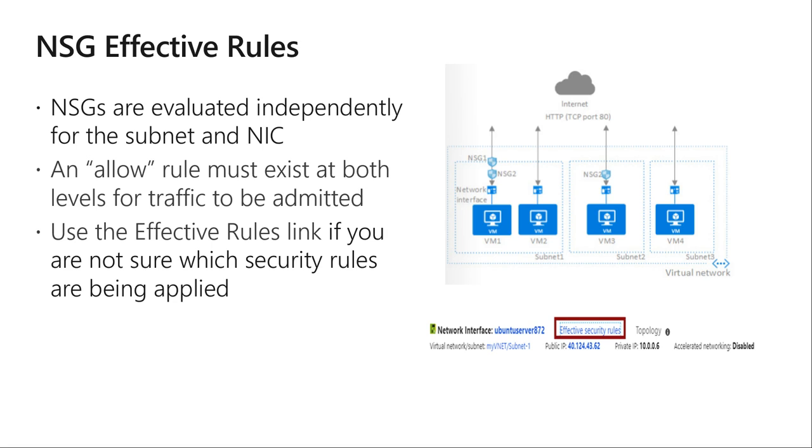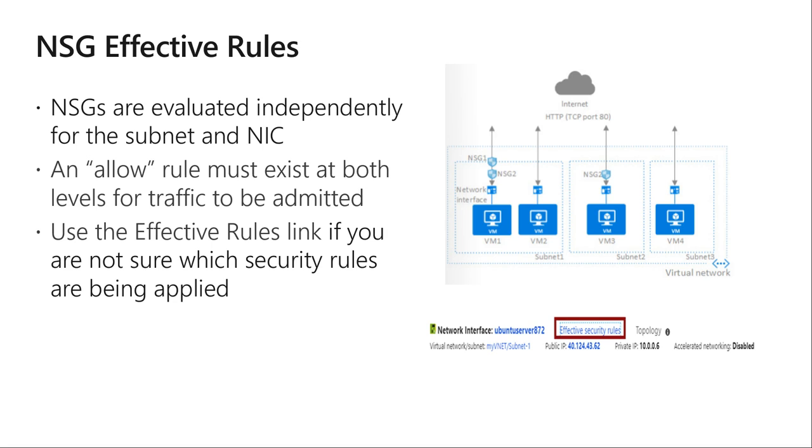In the diagram on the right, there is incoming traffic on port 80. You would need the NSG at subnet level to allow port 80, and you would also need another NSG with an allow rule on port 80 at the NIC level. For incoming traffic, the NSG at the subnet level is evaluated first, then the NSG at the NIC level is evaluated as well. Outgoing traffic is the same.